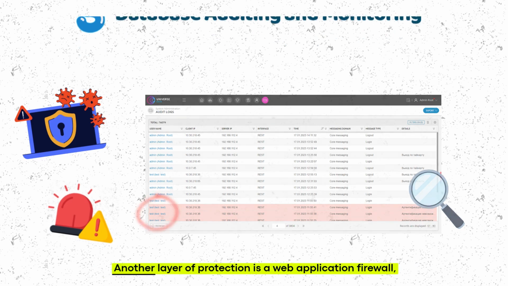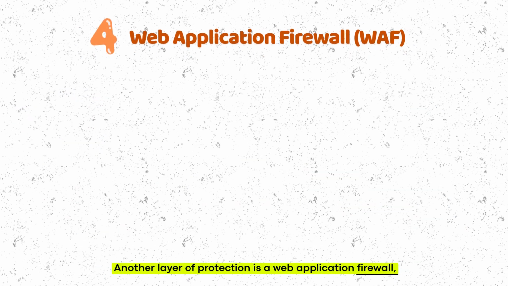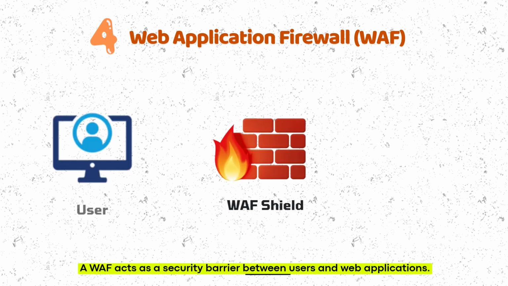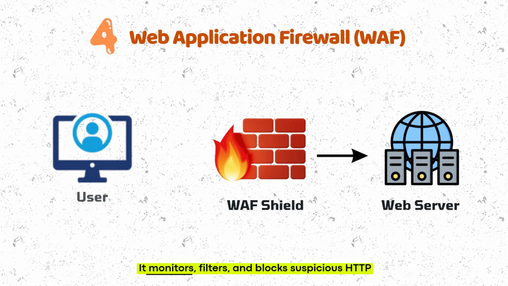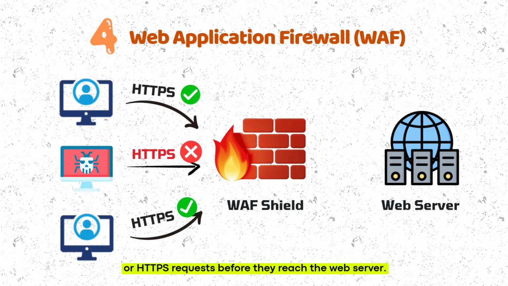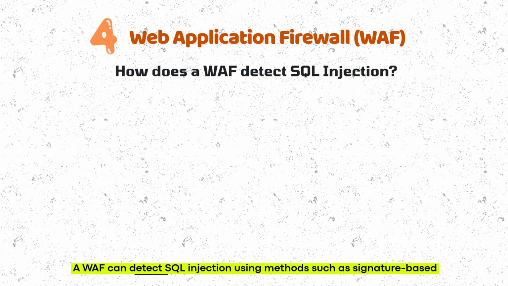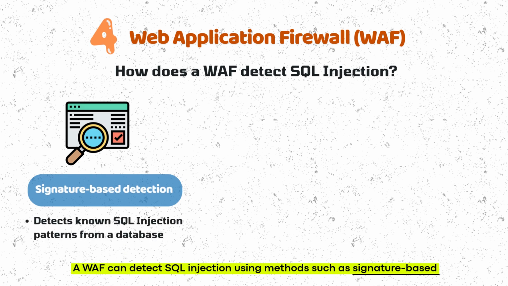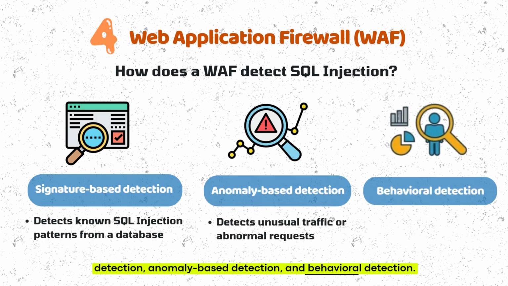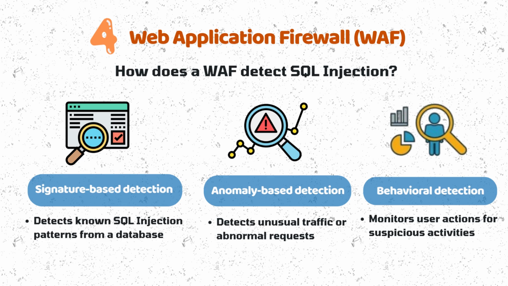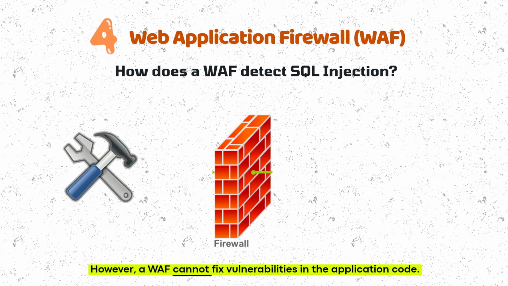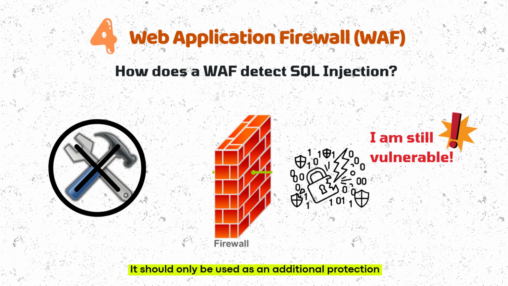Another layer of protection is a web application firewall, also known as WAF. A WAF acts as a security barrier between users and web applications. It monitors, filters, and blocks suspicious HTTP or HTTPS requests before they reach the web server. A WAF can detect SQL injection using methods such as signature-based detection, anomaly-based detection, and behavioral detection. However, a WAF cannot fix vulnerabilities in the application code. It should only be used as an additional protection layer together with secure development practices.